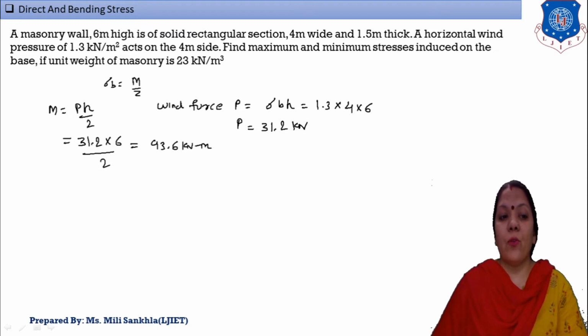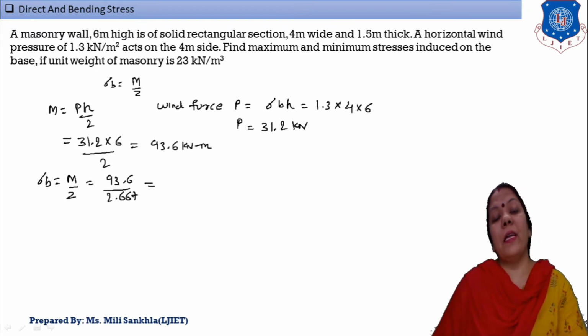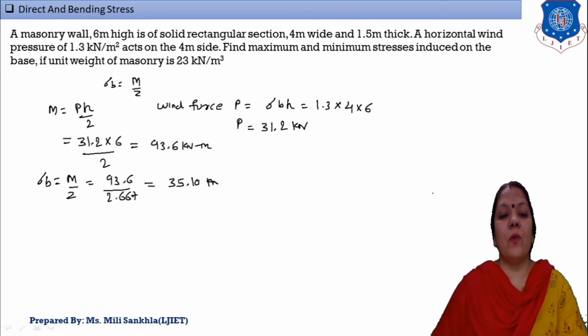First we found direct stress, then we find bending stress. Now we find sigma B, our bending stress, which is M by Z. M is equal to 93.6 and the value of Z is 2.667. After dividing the numerator and denominator, our answer for sigma B is equal to 35.10 kilonewton per meter square.